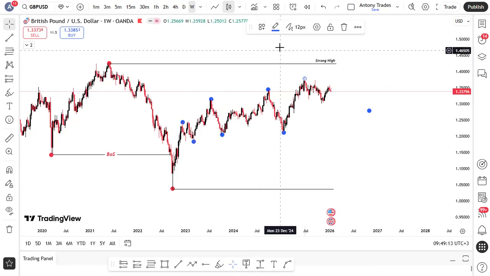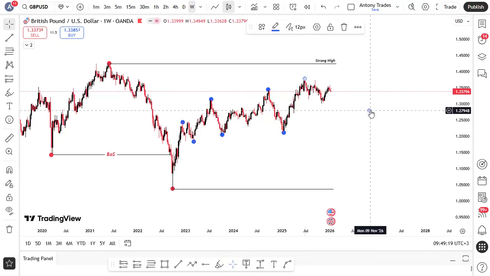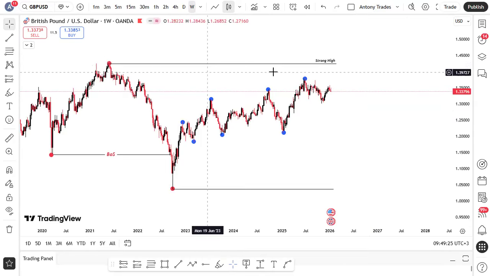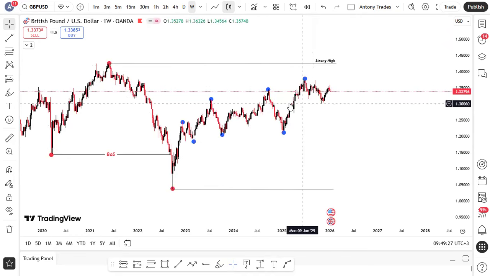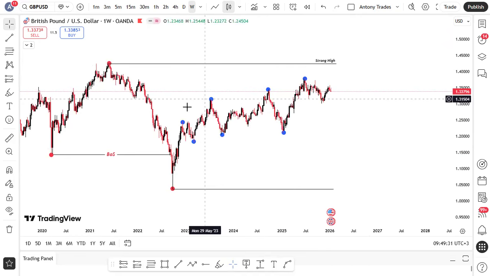But if we go down to the lower time frame, will we have the same structure? That is the question that we should ask ourselves. Now that we know the weekly time frame is bearish, but the internal structure is bullish, where are we expecting the market to reverse from?